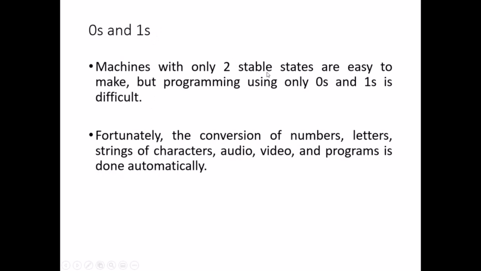Machines with only 2 stable states are easy to make, but programming using only 0s and 1s is hard. When we write a program for the computer that consists of these 2 signals, the language is called machine language. So machine language is a language for computers that consists of only 0s and 1s. But for a human, especially for ordinary people, it's difficult to understand this language, even for professional people. 0s and 1s are difficult to deal with, so they moved to a slightly higher level. It's called assembly language, as I will show you in an example in a moment.